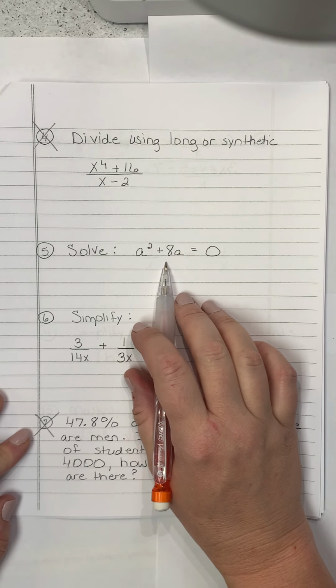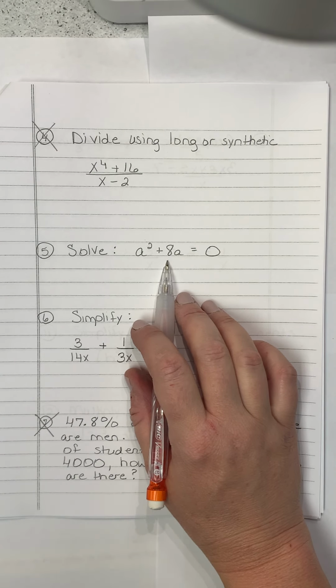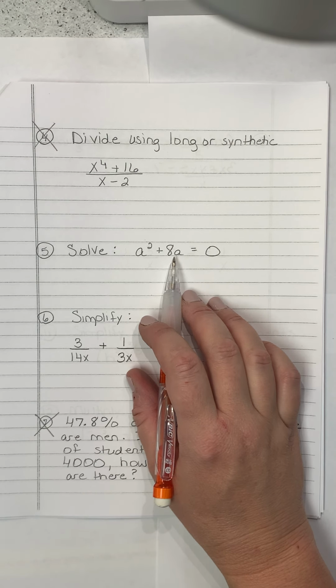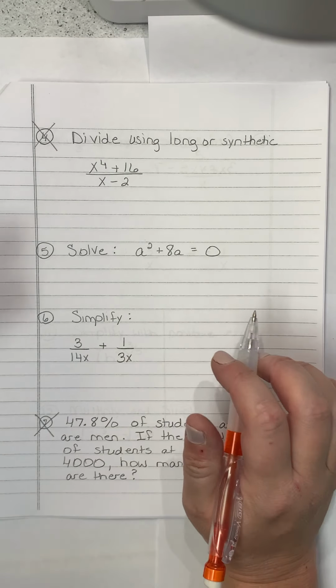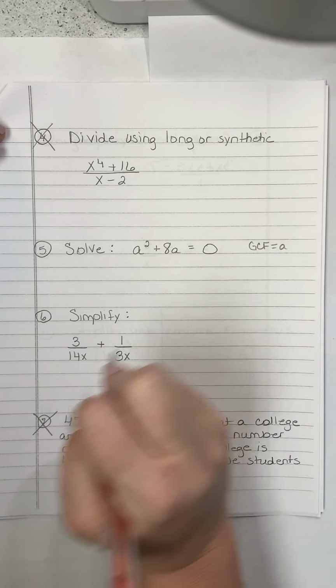All right, 5 gives students trouble, and it shouldn't because it's meant to be pretty easy, but for some reason it just tends to really bother some students. So, okay, we're supposed to solve. We're going to get 2 answers because our biggest exponent's 2. When I look at this, I see we have a GCF of A.